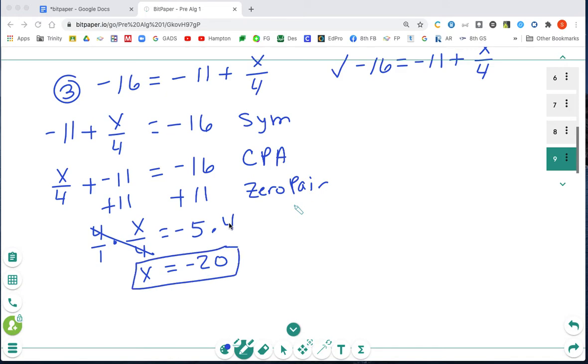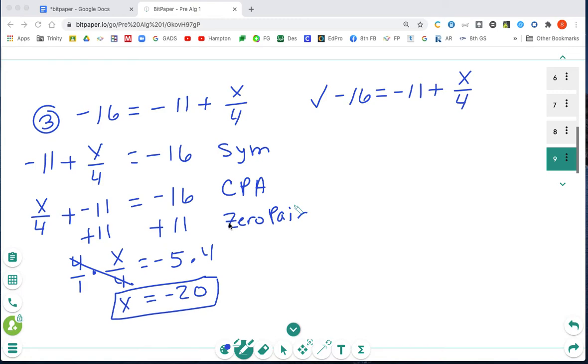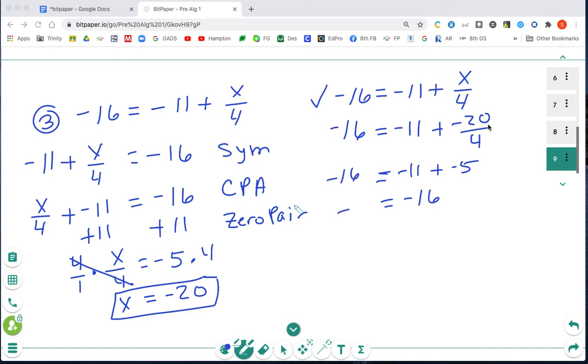Now we're going to check. -16 is equal to -11 plus -20 divided by 4. PEMDAS says we look for parentheses. I don't have any. Exponents, I don't have any. Multiplying, I don't have any. Dividing, I have. So I'm going to do -11 plus -5. Negative 11 plus negative 5 is negative 16. And negative 16 comes down, and I have the same, so it is correct.